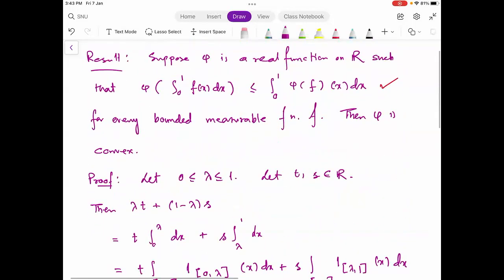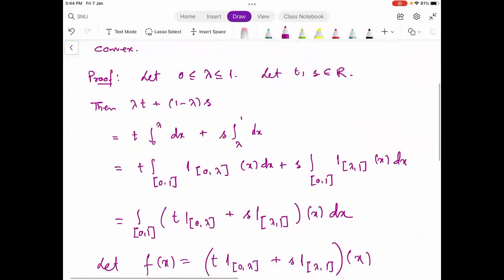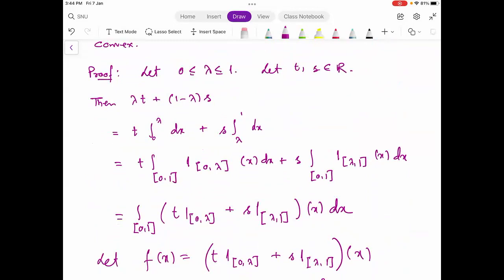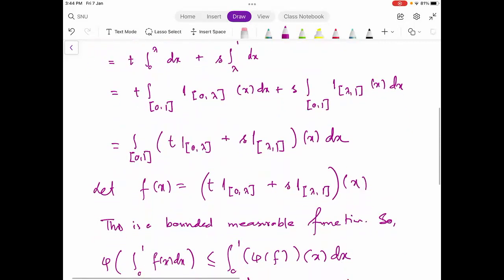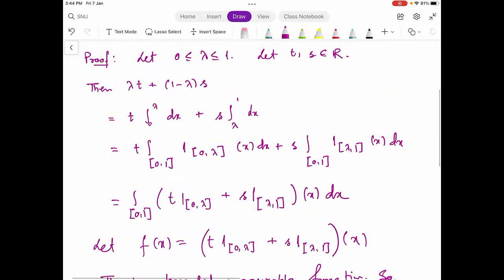Okay, once again, quickly: phi is a real function which satisfies phi of the integral from 0 to 1 of f(x) dx less than or equal to the integral from 0 to 1 of phi of f(x) dx, for every bounded measurable function f. Then phi is convex. So I choose 2 points, t and s. I have to show that phi of lambda t plus 1 minus lambda s is less than or equal to lambda phi t plus 1 minus lambda phi s. I do this very smart trick of writing lambda t plus 1 minus lambda s as the integral of a certain f, and that f is this.